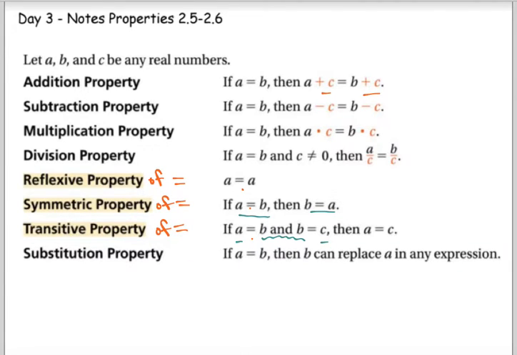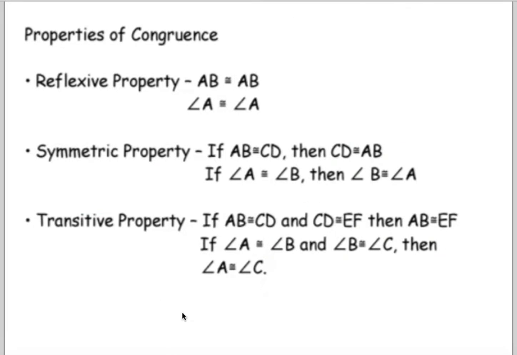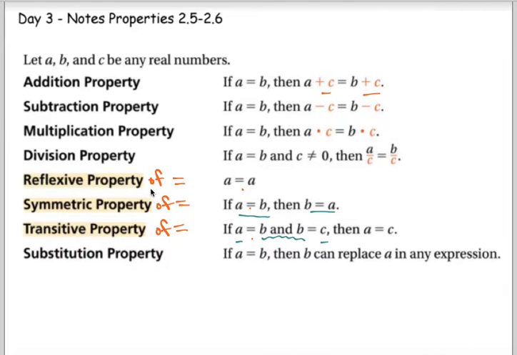So we'll practice this and you'll see the difference. Properties of congruence are on this page. You have to say reflexive property of congruence, symmetric property of congruence, and transitive property of congruence. You're going to have to add that onto the end if you write this as a reason, because you need to show that you understand that it's different from the reflexive property of equality or the symmetric property of equality.